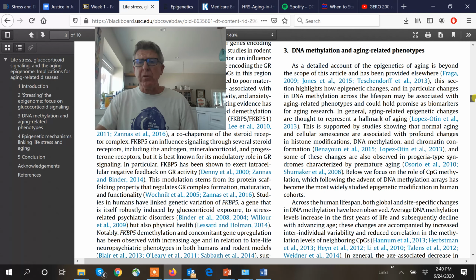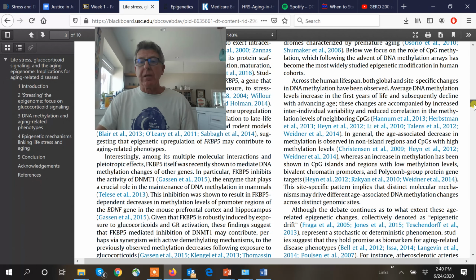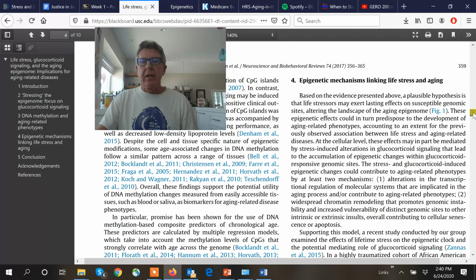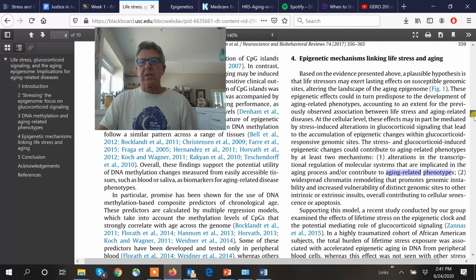All right. So this goes into some pretty hardcore molecular biology of the epigenome, talking about, again, methylation. So you just fairly quickly go through this, very quickly, okay? It gets really thick over here, so I would just jump over here. And it talks about, again, this hypothesis that life stressors exert a very long-lasting effect on susceptible places in your genome, okay? Some can get that epigenetic tag, others can't. When they talk about age-related phenotypes, vascular disease, cancer, clinical depression, all these outcomes, Alzheimer's disease, on and on and on.